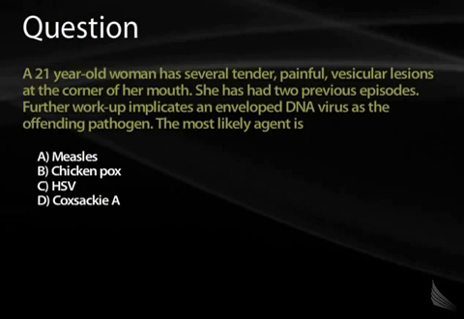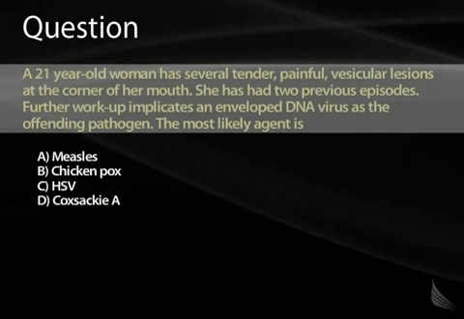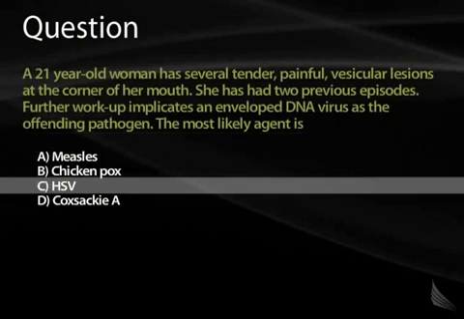Next question. A 21-year-old woman has several tender, painful vesicular lesions at the corner of her mouth. She's had 2 previous episodes. Further workup implicates an enveloped DNA virus as the offending pathogen. The most likely agent is... This is a case of herpes simplex, and HSV is the answer.